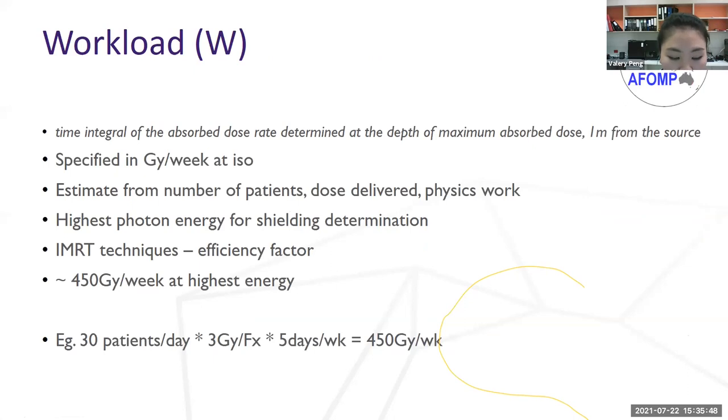And next we have workload. So the workload is usually specified as dose delivered to the ISO center in a week. And it depends on the projected use of each LINAC, so the number of patients, treatment technique, and physics QA. So for machines with multi-energies, the highest energy would be used for your shielding requirements. And this is to take a conservative approach.